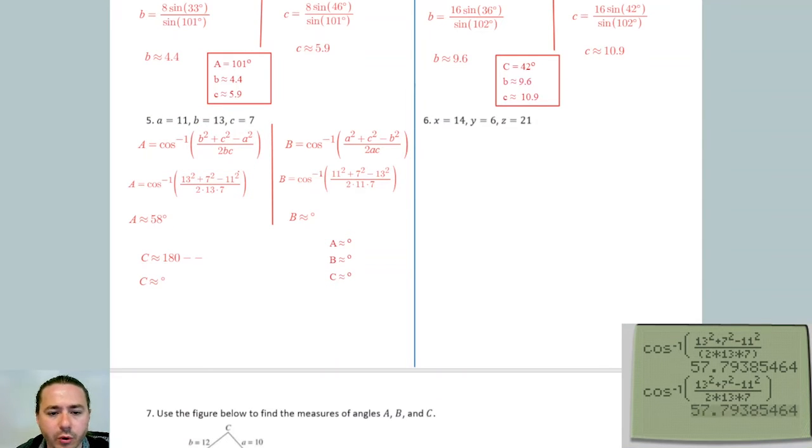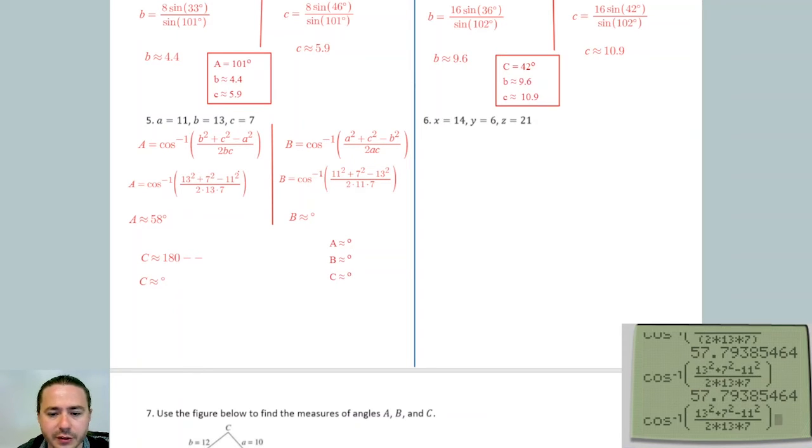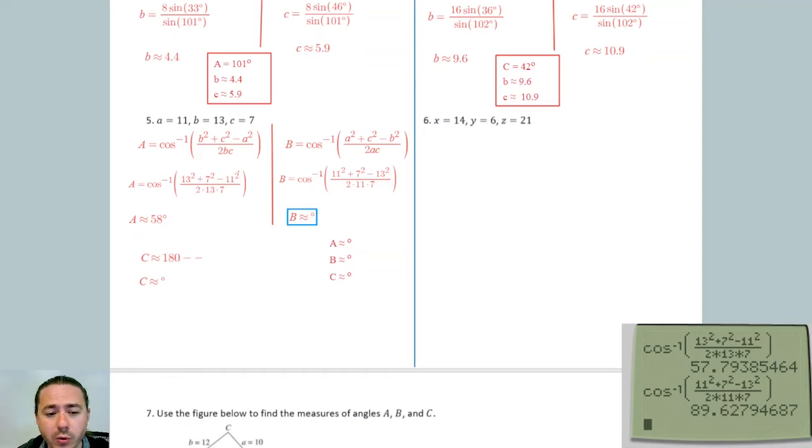For angle B, we're going to do the same thing here, except put in the correct numbers. Okay, so we've got 11 squared instead of 13 squared. Basically going to swap the 13 and the 11. So 11 squared, and then we'll have minus 13 over here, and then 2 times 11 times 7. So we get about 89, oh, almost 90 degrees. Not exactly 90 degrees. This is where it's important to put this approximately so we know it's not a right angle, but it's pretty darn close.